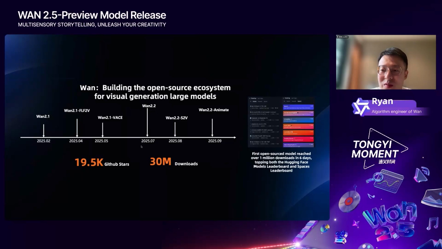For example, one of our early open source models, Wan2.1, became the first to reach over 1 million downloads in just 6 days, topping both the Hugging Face model leaderboard and the Space leaderboard. And to date, our GitHub has accumulated 19.5K stars, and our models have been downloaded over 30 million times across open source platforms.